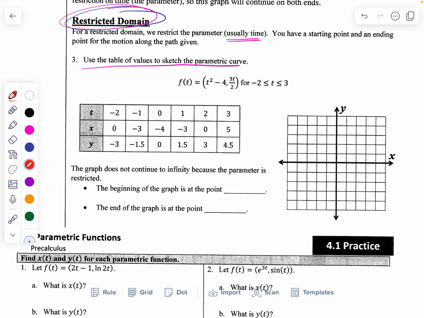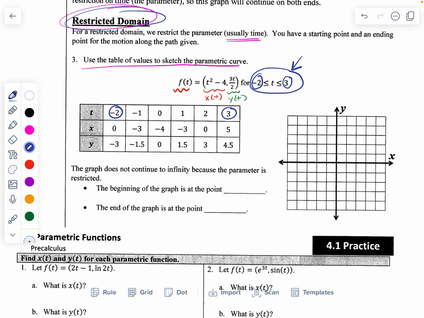So this one here, like I said, is the parametric equation f of t, where this part here is x of t, and this little part here is y of t, for, now this is our restriction, t from -2 to 3. This tells me that t has to start at -2 and it ends at 3. We don't have more time outside of that. So here's our beginning and here's our end values of t.